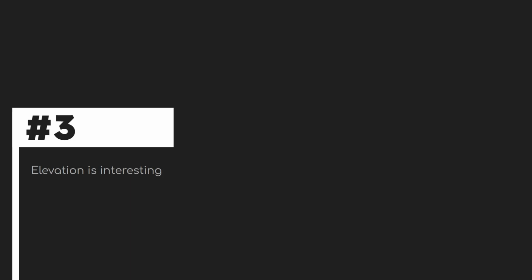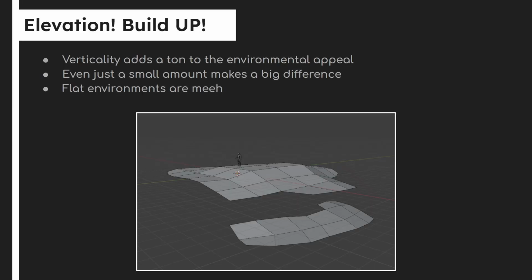So when you're doing a floor plan for any game, usually, because most of the time you'd be sketching them first, you would be doing it from a top-down perspective most of the time. So it's very easy to have everything on the same level, right? There's no up and down verticality. I recommend to build up or down. Like this is an example I did before. Verticality adds a ton to the environmental appeal. Even just a little bit makes a big difference in how it feels to navigate, right? Flat environments are kind of meh, right?